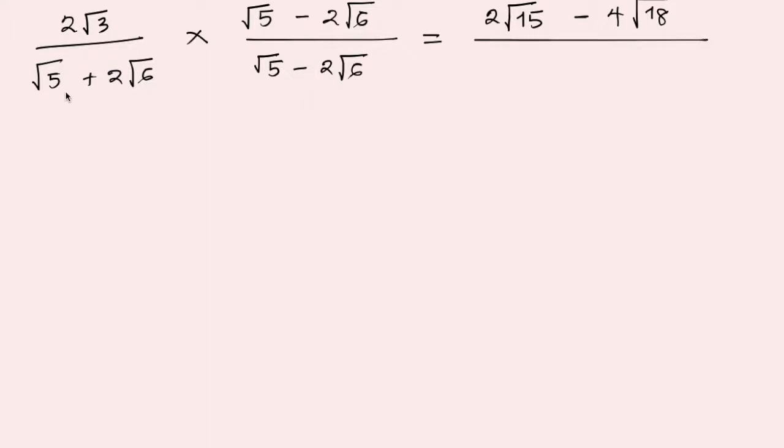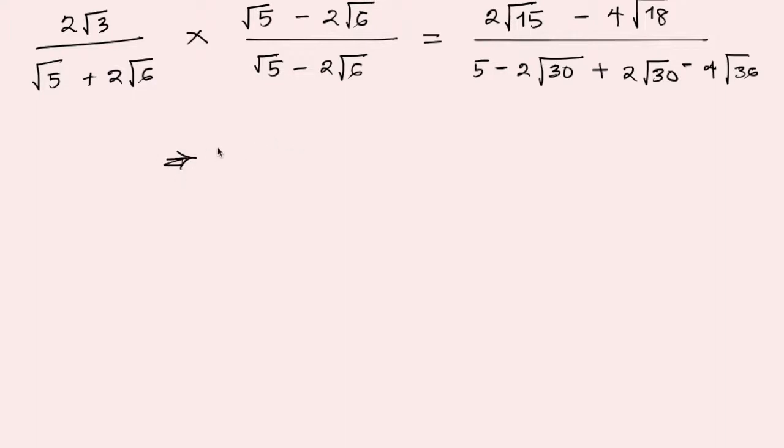For the denominator, root 5 multiplied by root 5 is equal to 5. Root 5 multiplied by minus 2 root 6 is equal to minus 2 root 30. 2 root 6 multiplied by root 5 is equal to plus 2 root 30. And 2 root 6 multiplied by minus 2 root 6 is equal to minus 4 root 36.